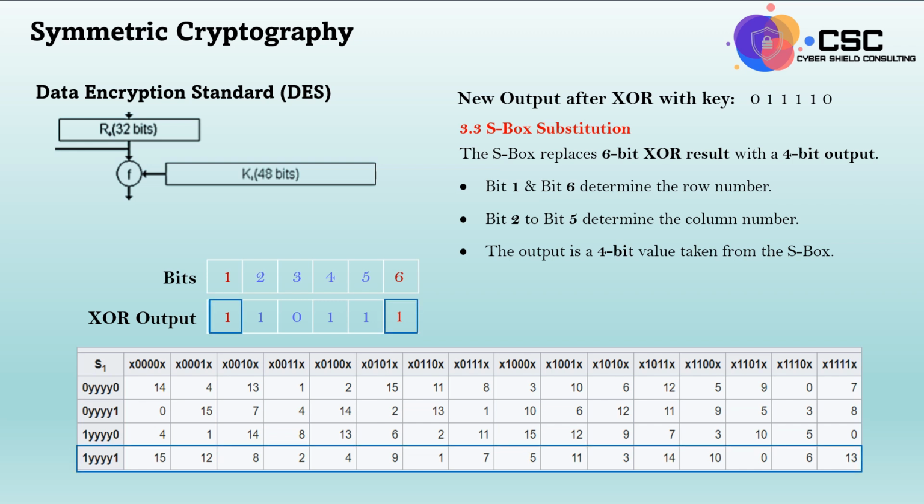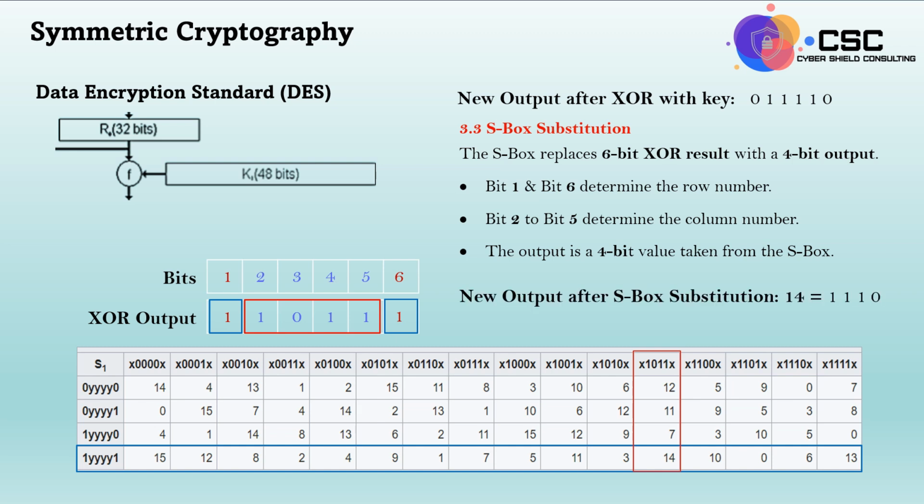As you see on the screen, bit 1 and bit 6 are 1, 1. So this corresponds to the last row in the S-box. And then we'll look at bits 2 to 5, which determine the column number, and that's column 1011. And then the new output will be where the row and the column intersect, which is 14. 14 is decimal, so we need to get the new output, which is the binary for this decimal, which in this case is 1110.